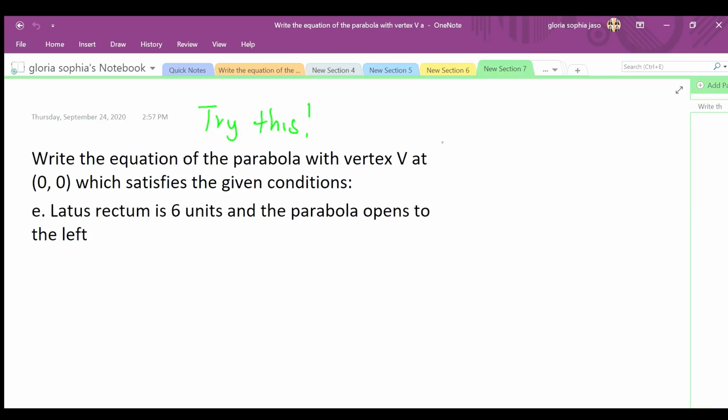For our fifth exercise, write the equation of the parabola with vertex V at (0, 0), which satisfies the following conditions. For letter E, the latus rectum is 6 units and the parabola opens to the left. Since the length of the latus rectum of the parabola is 6 units, it means that 4a is 6. And the parabola opens to the left. The vertex is still at (0, 0). So we can use the formula y squared equals 4ax.